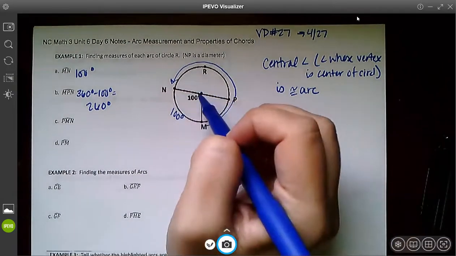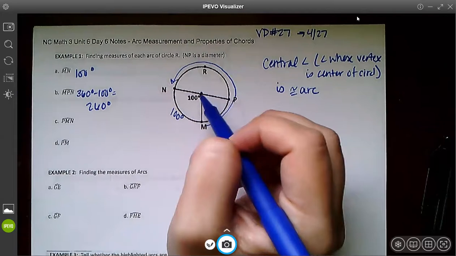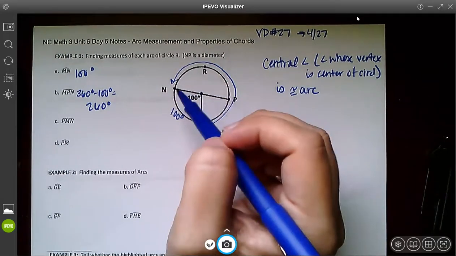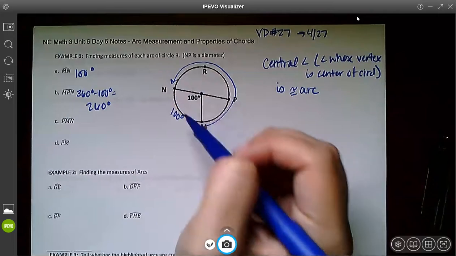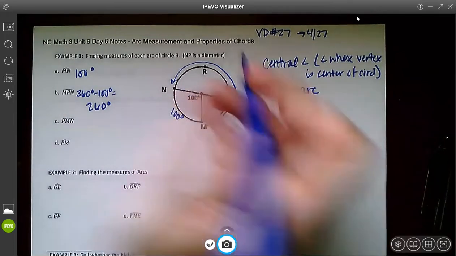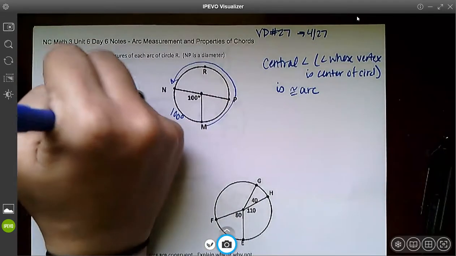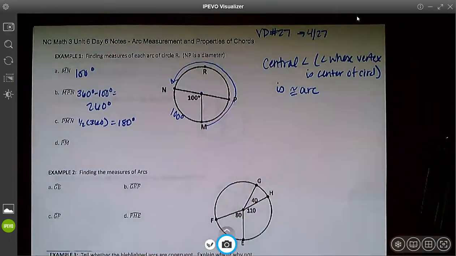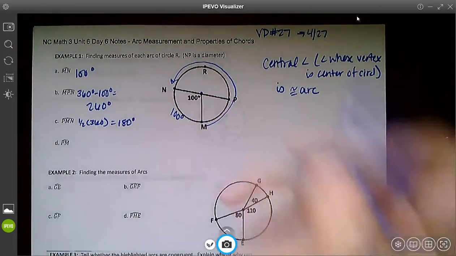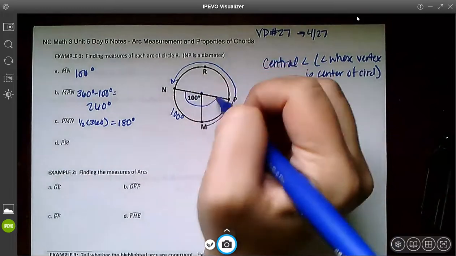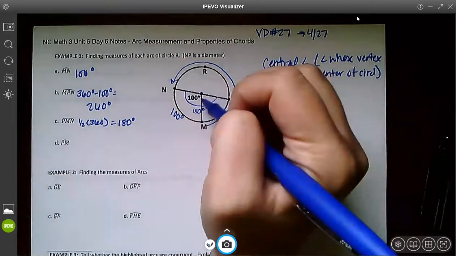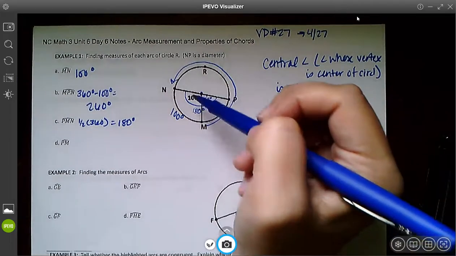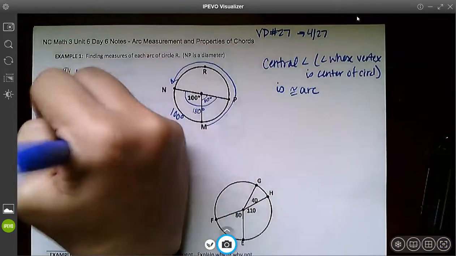PMN, this is a chord that goes through the center of the circle. So this is a diameter. A diameter subtends half the circle. So this PMN is going to be half of 360, which is 180, because that creates a line. And then because this whole thing is 180, PM has to be 80 degrees. 180 minus 100 gives us that 80 degrees.